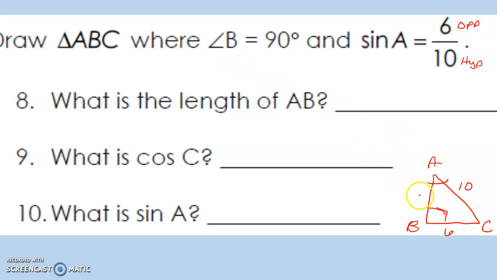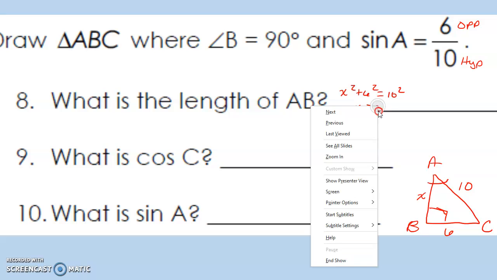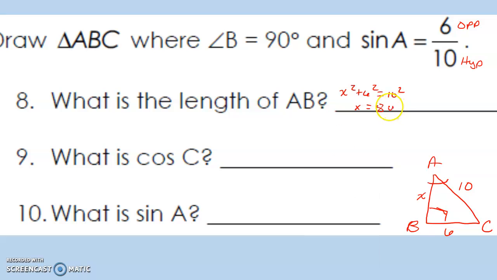What is the length of AB? This right here is what I'm looking for. I would use my Pythagorean theorem. I have x squared plus 6 squared equals 10 squared. Following Pythagorean theorem, I'd find out that my x was actually equal to 8 units. Now what is the cosine of C? Well, the sine of one angle is equal to the cosine of the other angle. Sine of A is the same thing, 3/5.